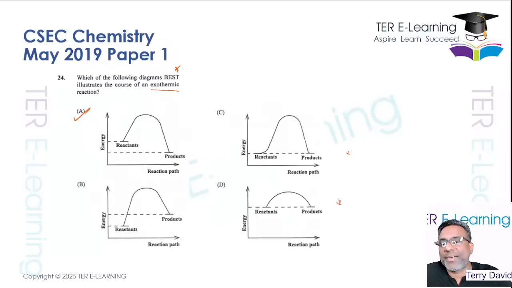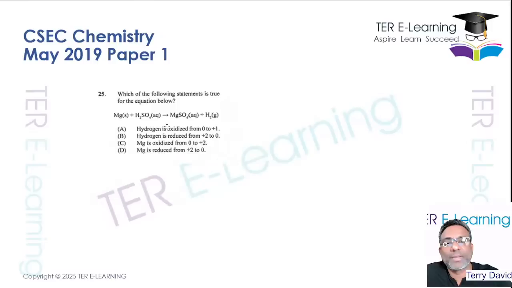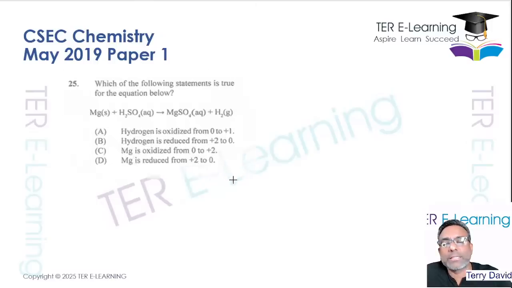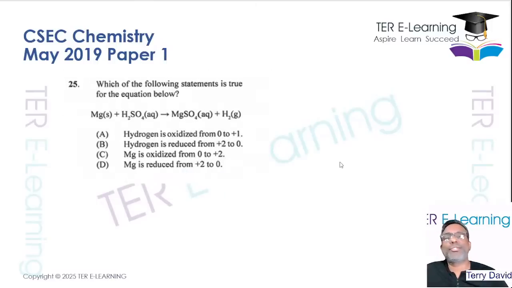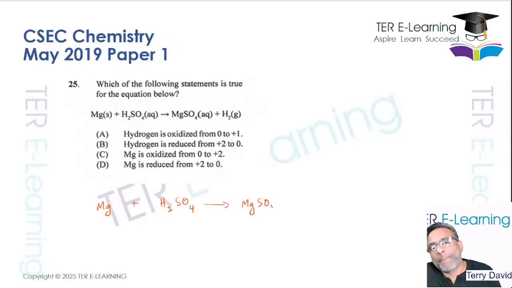Question 25 is based on oxidation reduction again. I know students who like this. Which of the following statements is true for the following equation below? We have magnesium reacting with sulfuric acid. What's the answer for 25?